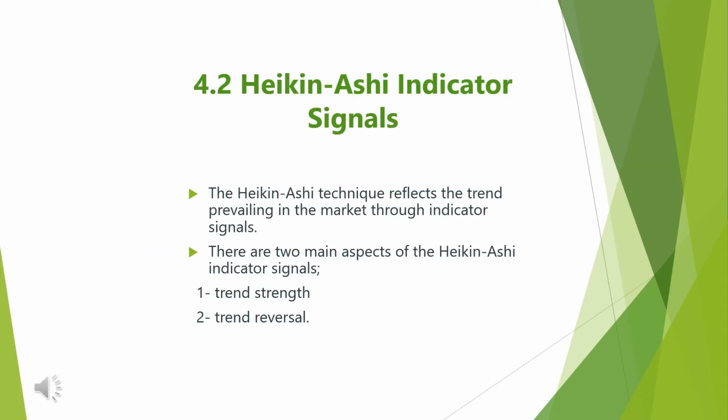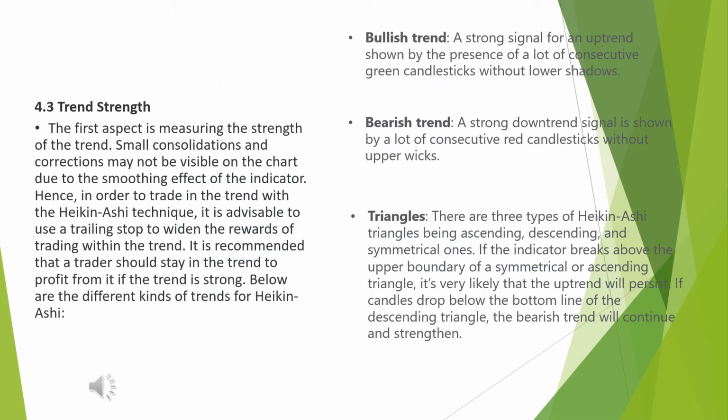Heikin Ashi indicator signals. The Heikin Ashi technique reflects the trend prevailing in the market through indicator signals. There are two main aspects of the Heikin Ashi indicator signals: 1. Trend strength, 2. Trend reversal.